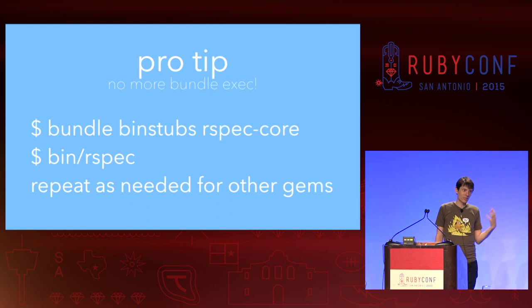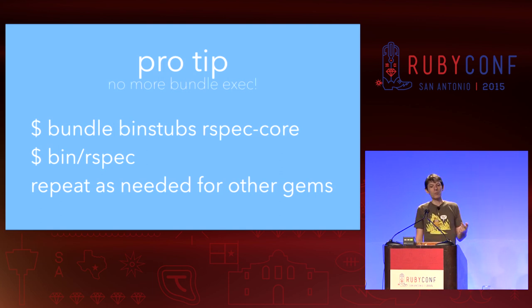Rails has actually sort of endorsed this pattern by making it part of a default Rails app. Starting with Rails 4, bin Rails and bin rake are both created as part of every new Rails app, and if you run those commands, you will always get the exact version of Rails and the exact version of rake that go with that application. But you could do this for literally any code with literally any gem using the bundle bin stubs command, which is pretty cool.